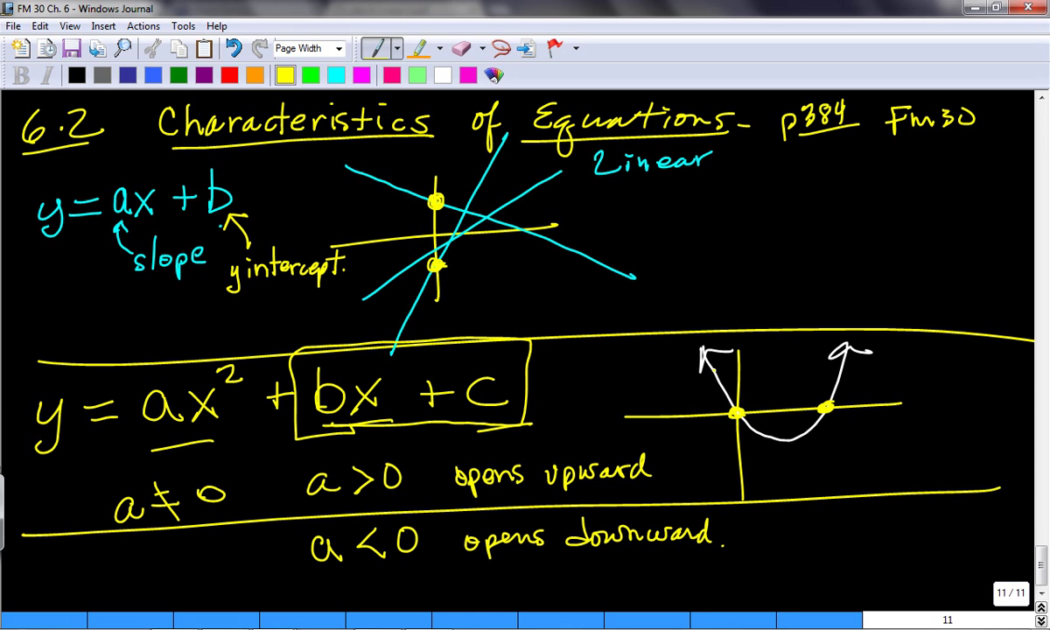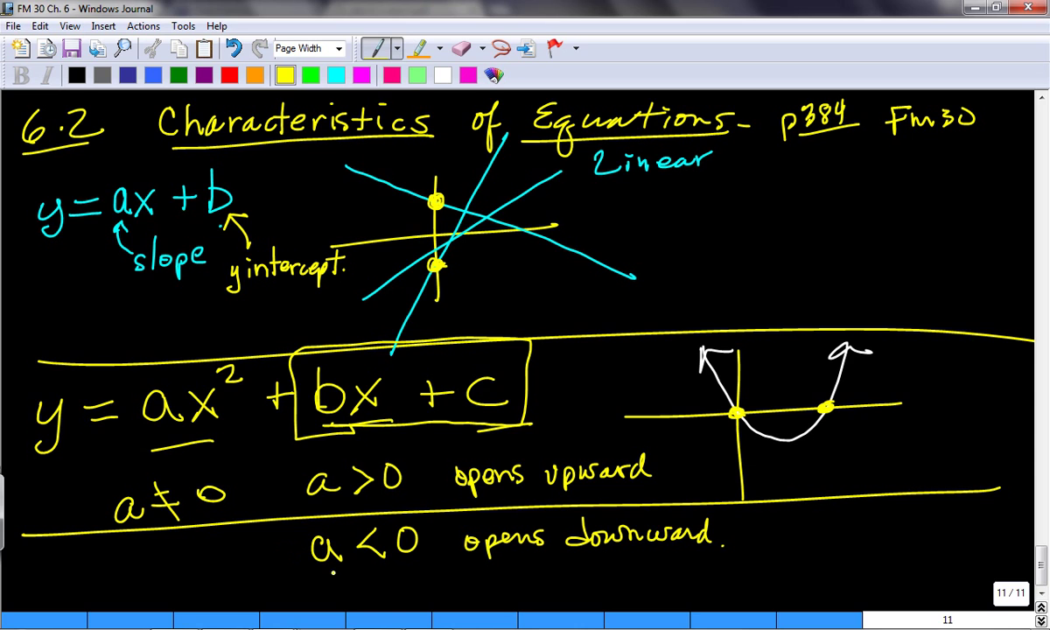Okay, yeah. If A is greater than 1, it sort of gets narrow. And the larger the number is, the narrower it is. And then what makes it wider? It's under 1, so like half. Good. More specifically, if A itself, not the sign, but the number itself, is between 0 and 1, or between 0 and negative 1 if it's opening downward. If it's a fraction.